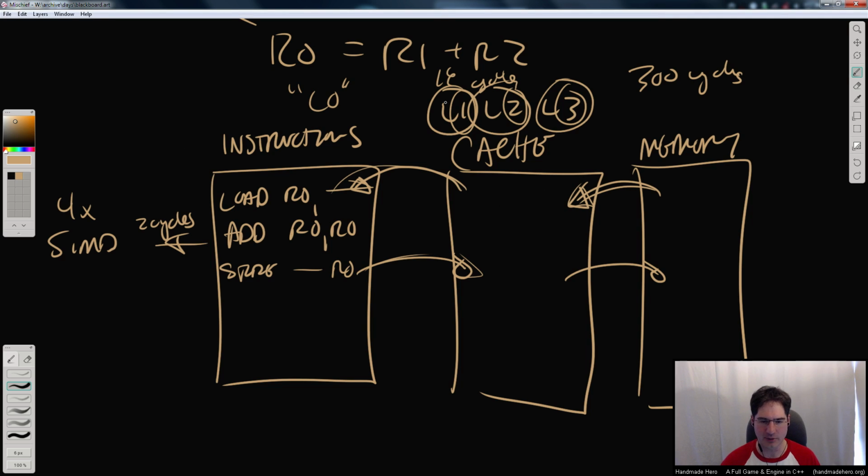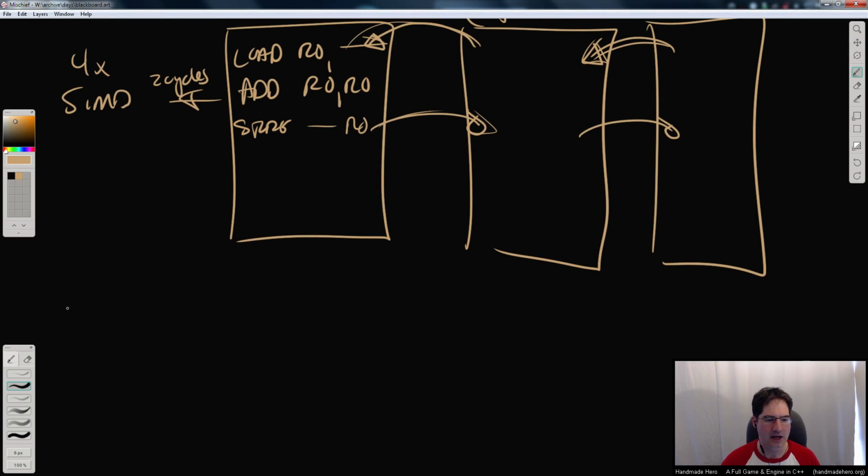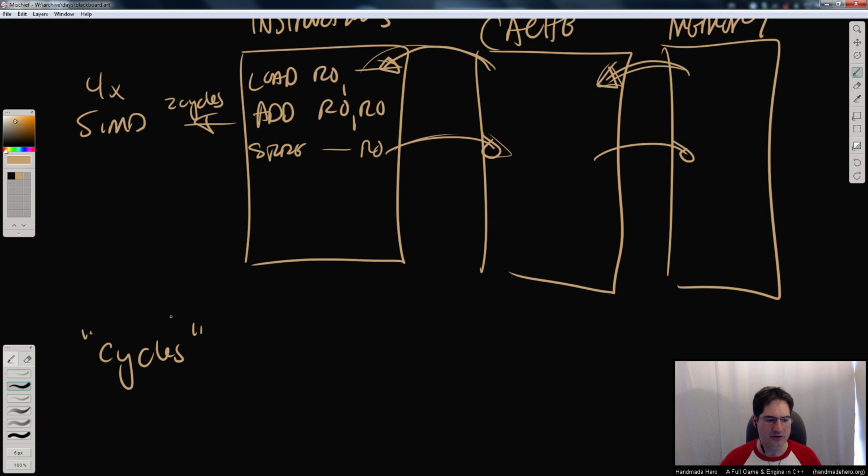Basically, this diagram here, we're going to refer to it a lot. All right. So first, let's talk about these things I just said, which are cycles. Cycles are basically the smallest thing that the CPU enumerates work in. So when you ask the CPU to do something, typically it's going to take some of these to do something.